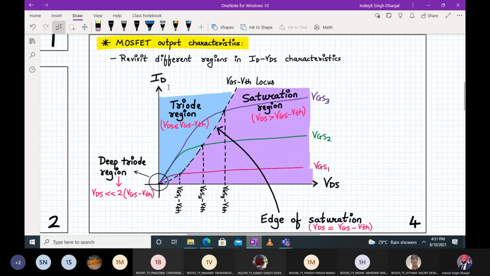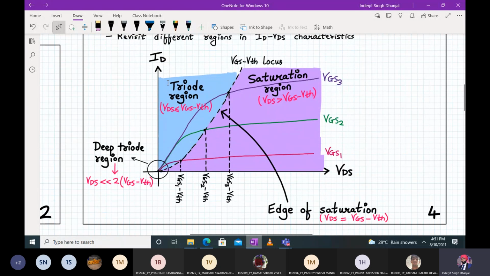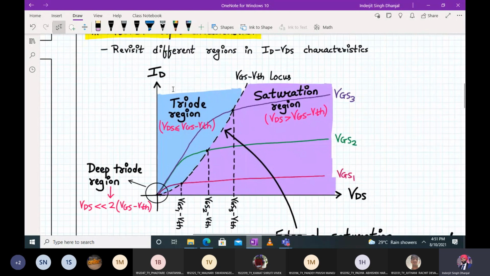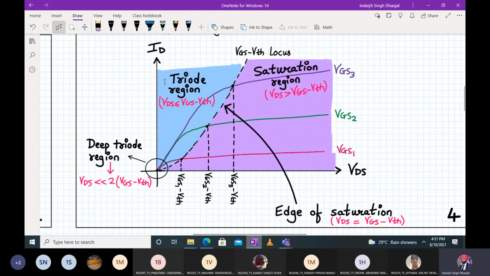So this is about the MOSFET output characteristics. There are different regions in this. Here this is my output characteristics, VDS versus ID. I have 4 operating regions over here. First is my saturation region, where my VDS is greater than VGS minus VTH. Then I have an edge of saturation, as you can see this dotted line, the VGS minus VTH locus. This edge of saturation means when VDS is equal to VGS minus VTH.